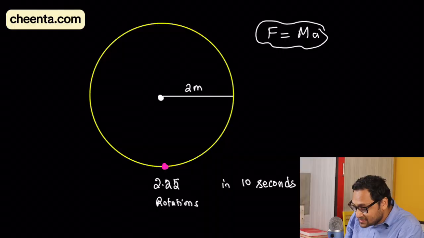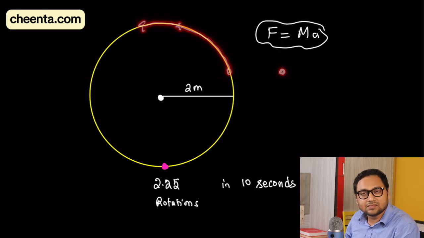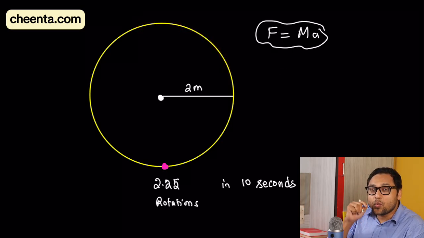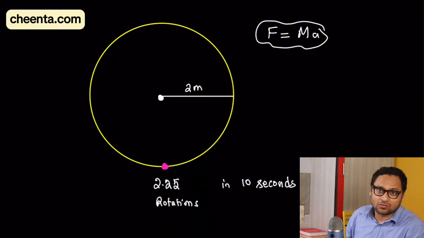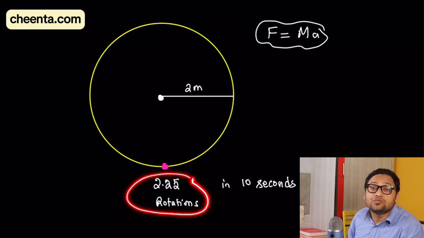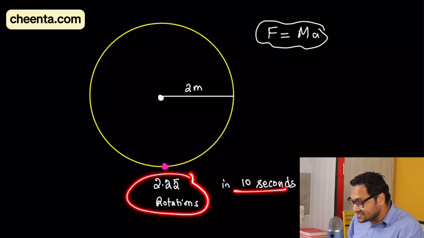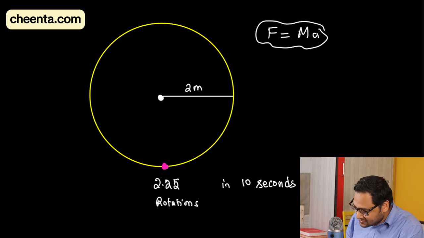Let's get started. The problem says that there is a ball, like a dot maybe, that is traveling on the circumference of this circle. It does not say where it started from, so in the problem, we will actually figure that out. It completed 2.25 rotations in 10 seconds. The radius of the circle is 2 meters.